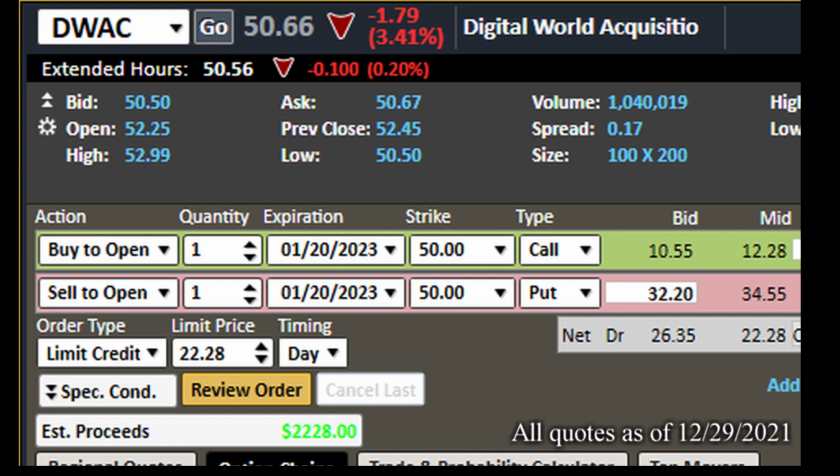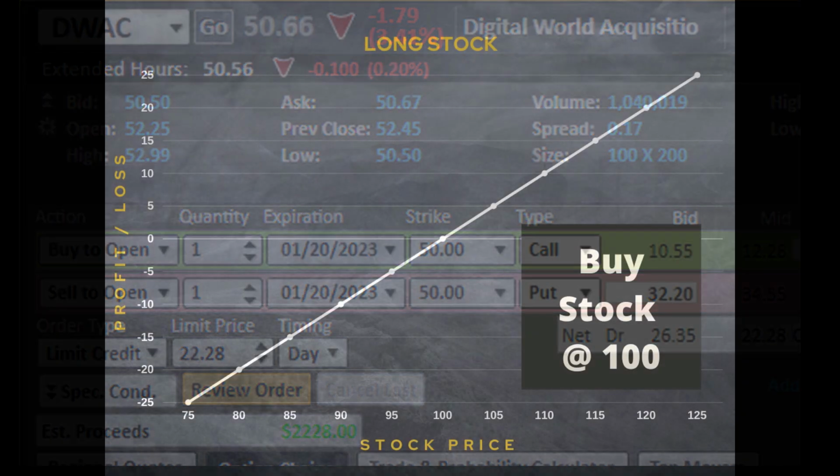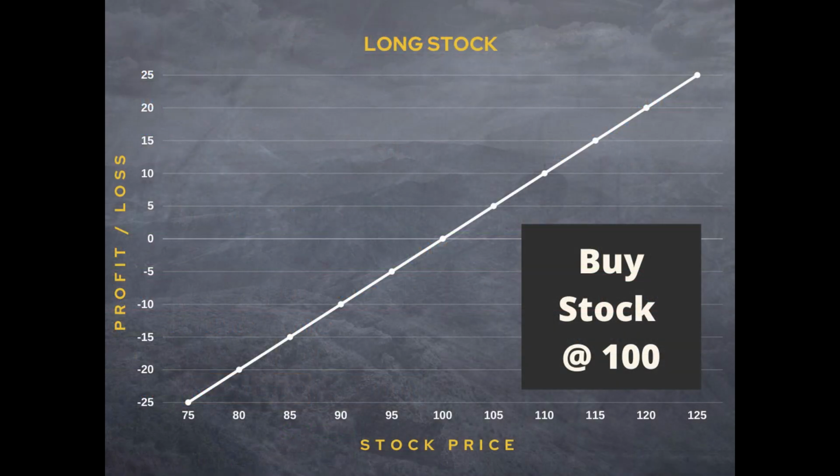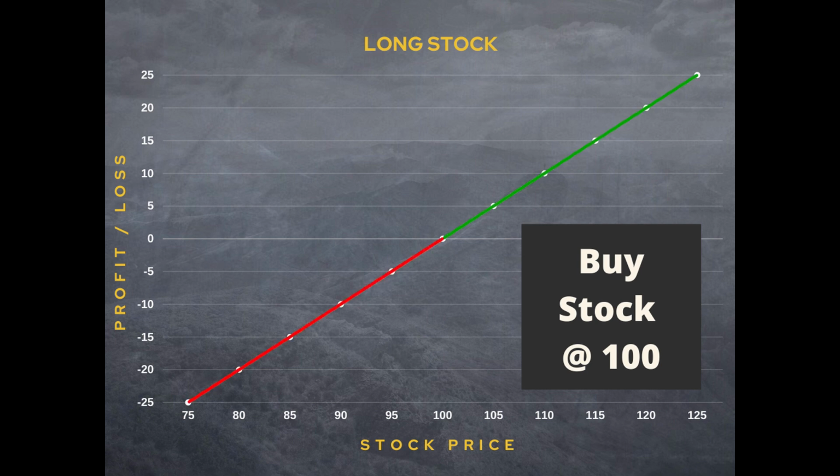But before I get into that, let me first tell you about how a synthetic long stock normally works. Here's a profit and loss chart for owning a stock. In case you haven't seen these before, they show what your profit or loss would be if the stock moved to a certain point. The price per share is on the x-axis and the profit or loss is on the y-axis. As you probably would have guessed, if you own the stock, you make money as it goes up and you lose money as it goes down. Pretty simple, right?